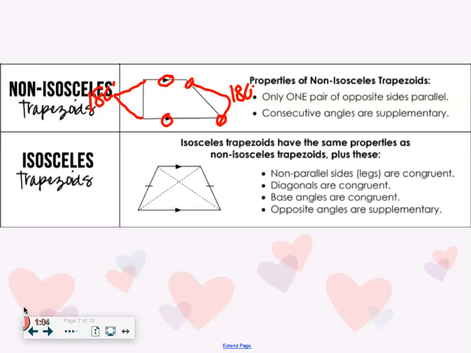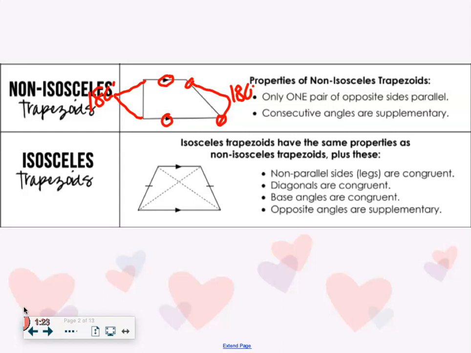So each side is 180 or all four? All four would be 360, but like this guy and this guy, you guys remember what those would be called? What kind of angles? They are supplementary, but like from our special angle pairs. Consecutive interior. Yep. That's exactly what it is.